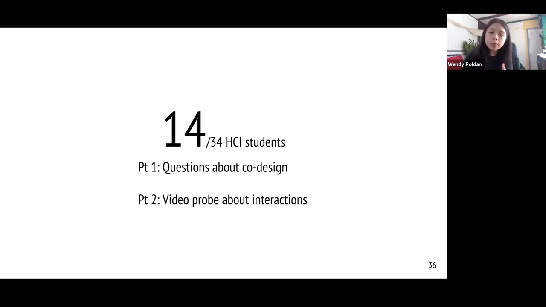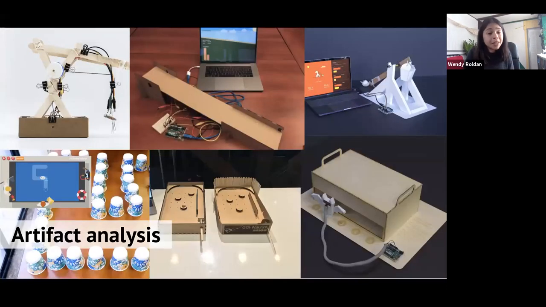And we asked them questions about the co-design experience, and we also gave them a video probe where we showed them a 1 to 2 minute clip of their interaction with the children, and then asked them some questions about what was happening in that video clip. And finally, we triangulated our methods with artifact analysis.